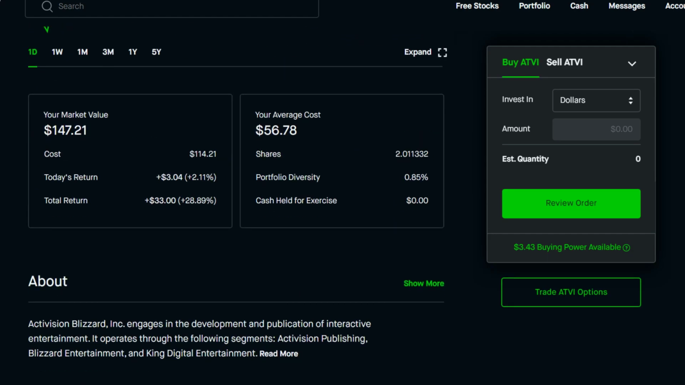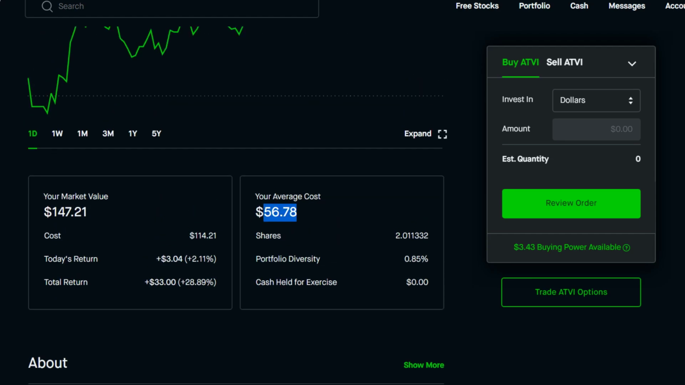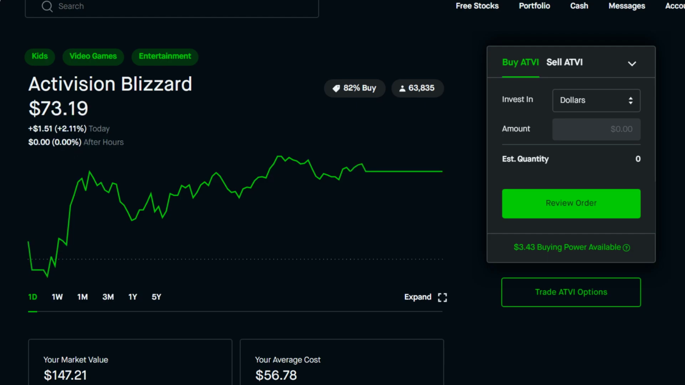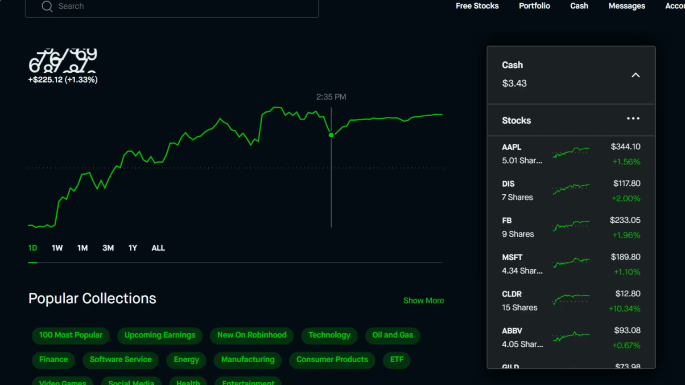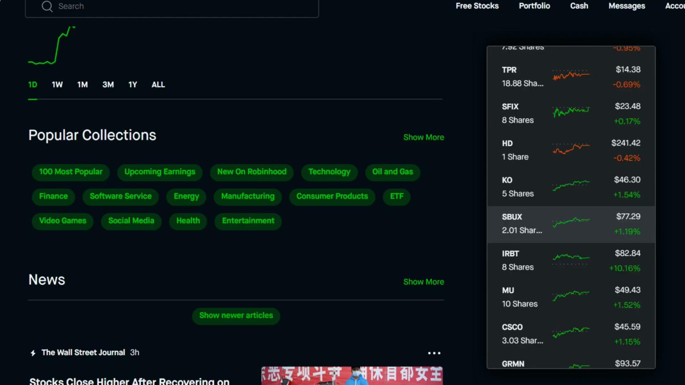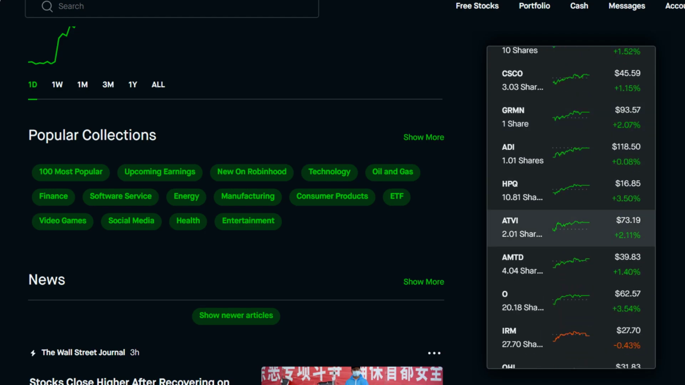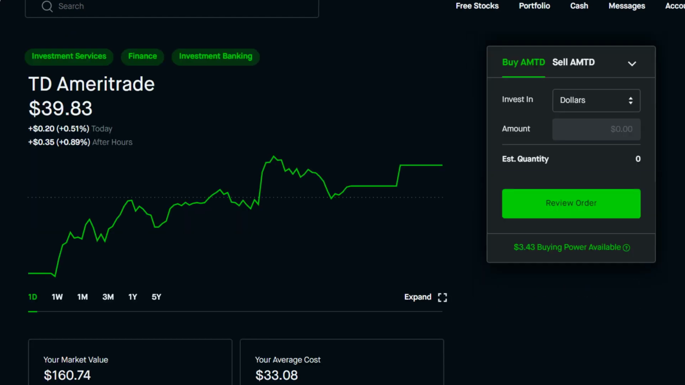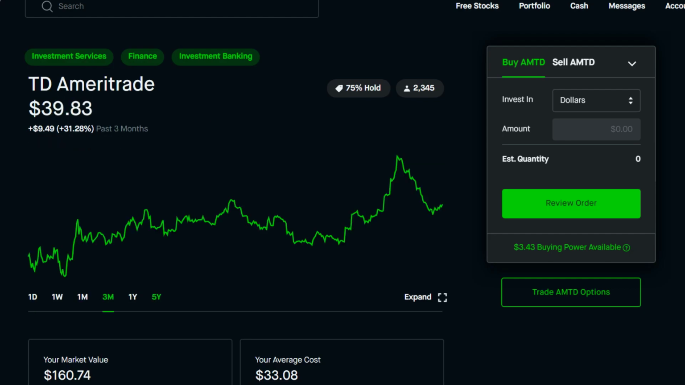Activision Blizzard after that, cost basis of $56.78, 2.011 shares, 0.85% of the portfolio, up $33 or 28.89%. Good core holding, love it, love to see it. Gonna get that dividend. Not a great one, but don't plan on really selling this one or adding on to it right now.